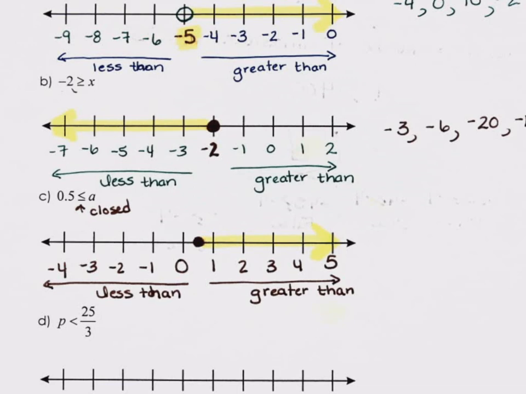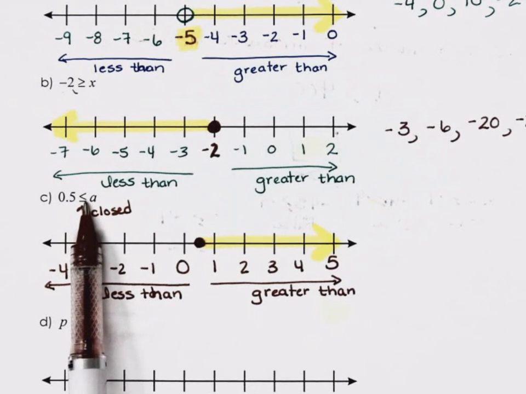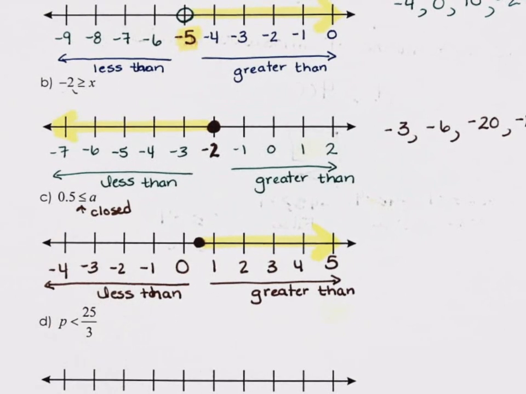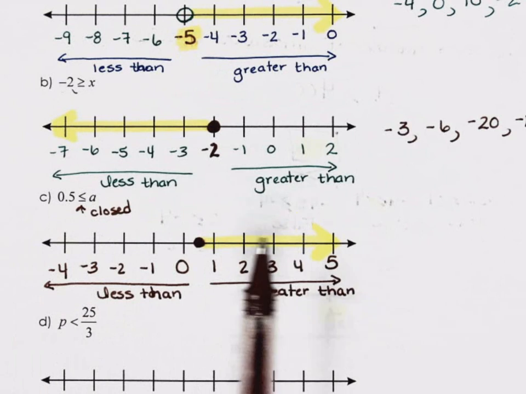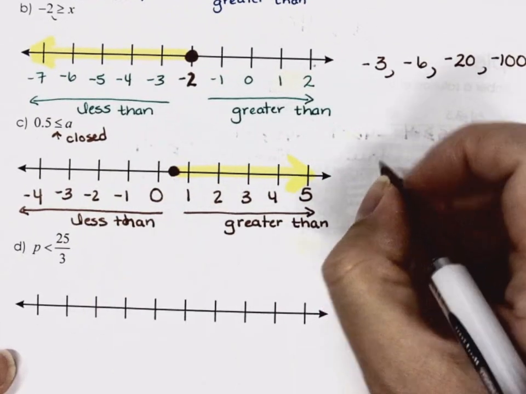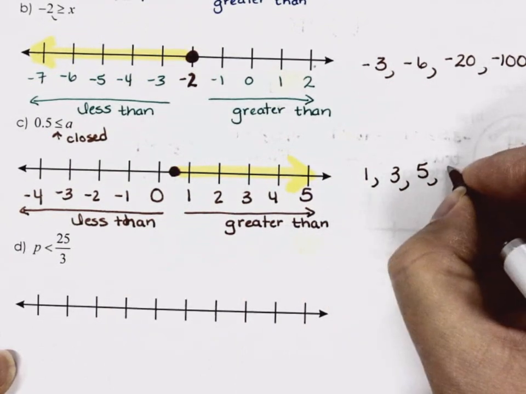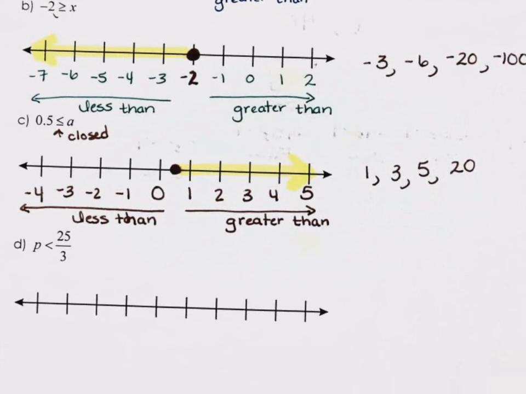All right, I'm going to show you what my answer is. Let's see how confident you are with your answer. Did you get that? A is greater than. I always read from the variable. So A is greater than or equal to 0.5. So my arrow is going to be pointed at these numbers. So I'm going to pick 4 numbers in here. So I'm going to pick 1, 3, 5, and 20. 20 is way off the number line, but it still works.